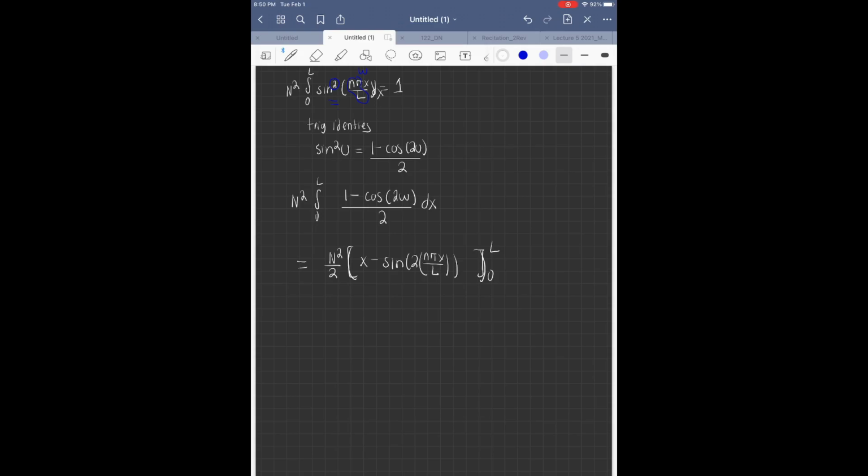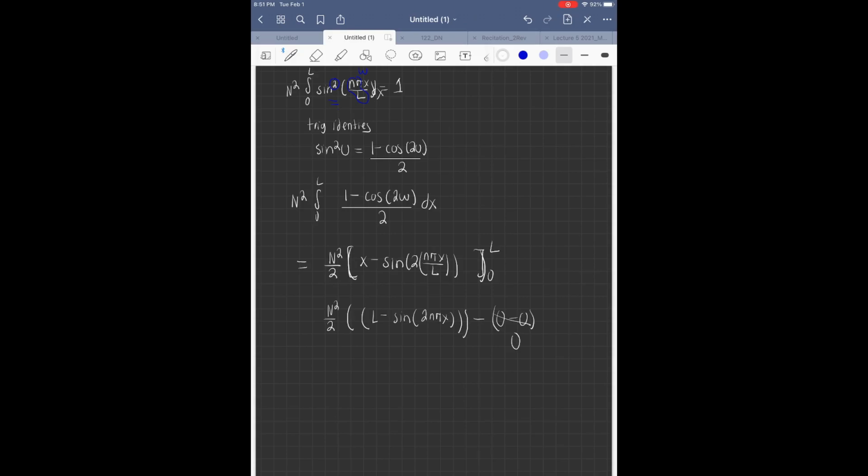All right, that makes sense. So let's say you're trying to solve this. First off, if we plug in at L, it'll be L minus sine of 2 times n pi x, and then minus the result of plugging in 0. Plugging in 0 for x you get 0, and sine of 0 is 0, so it's 0 minus 0, so it's just 0. And so all you have to worry about is inside here.